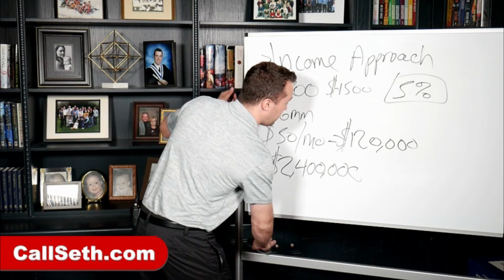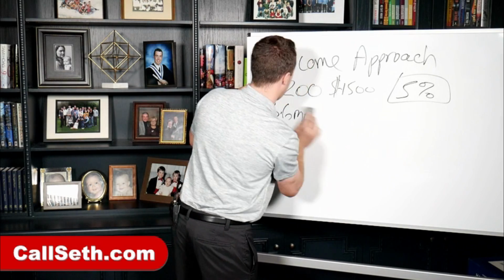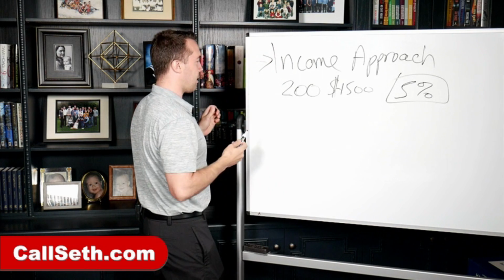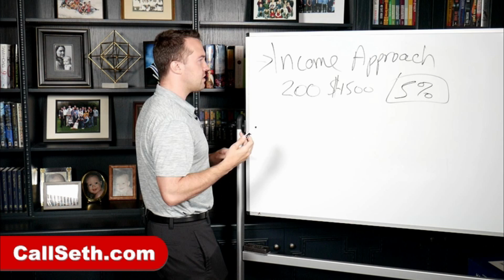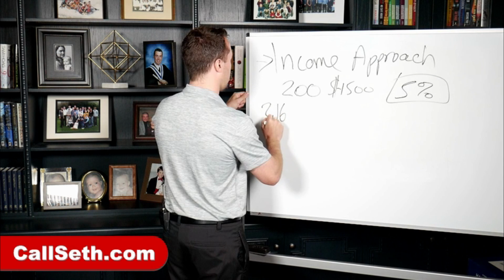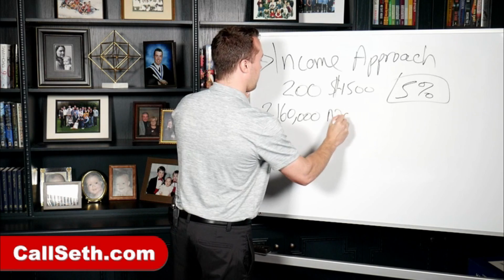Now, another example. Let's say we have the same thing. What was the NOI we were working with before? I think it was 2160. Okay, well, even if it wasn't, we're going to run with it, NOI.